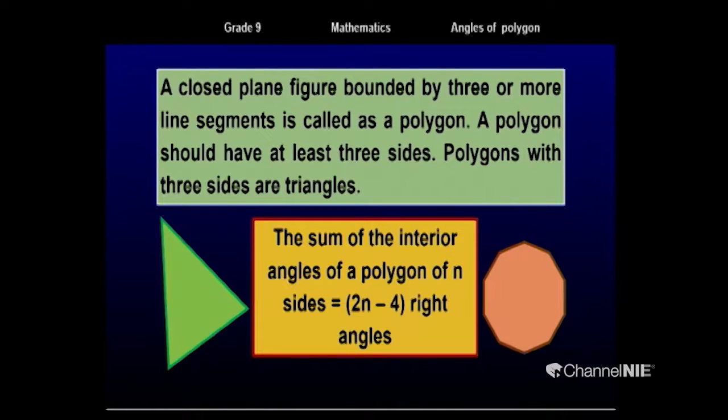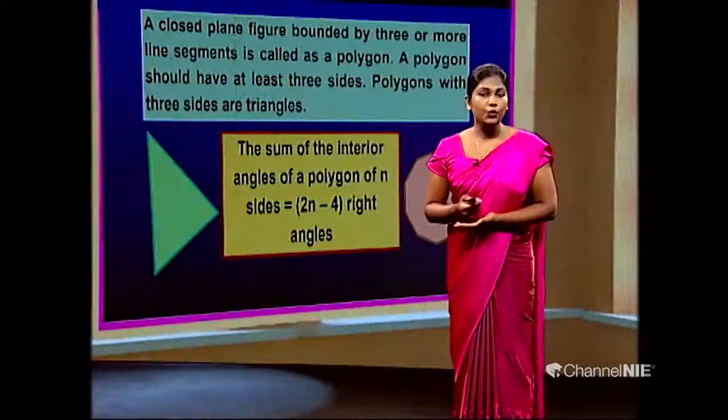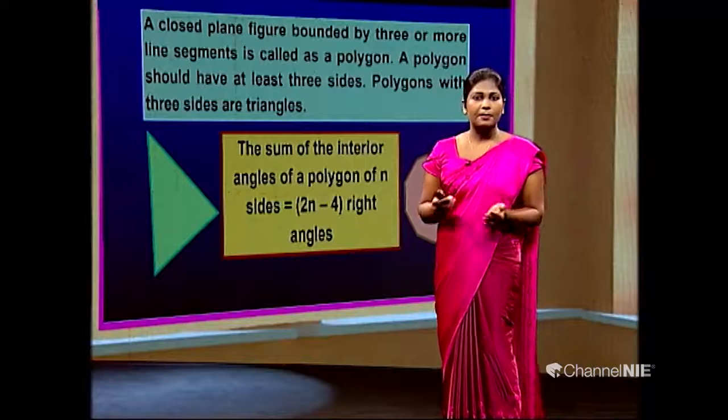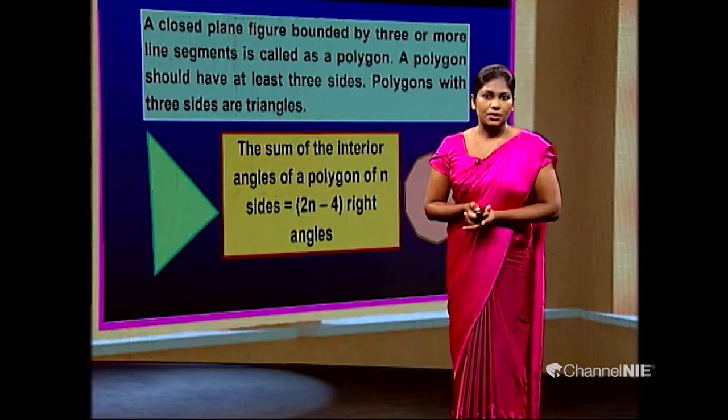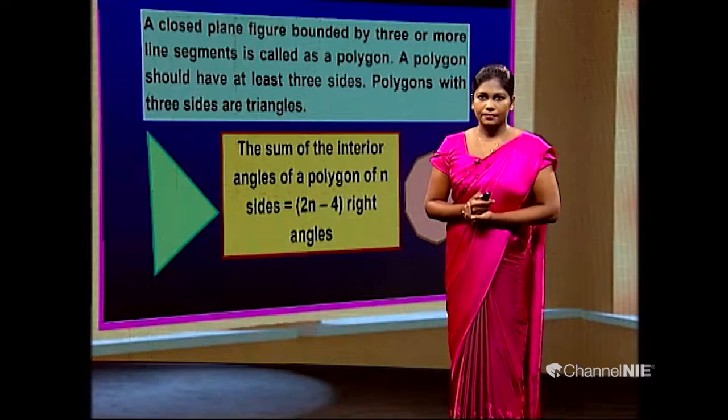Then we can get the formula, the sum of the interior angles of a polygon of n sides, 2n minus 4 right angles. Then we move to the next part of the lesson. That means we have to simplify some questions according to that theory. Look at that.